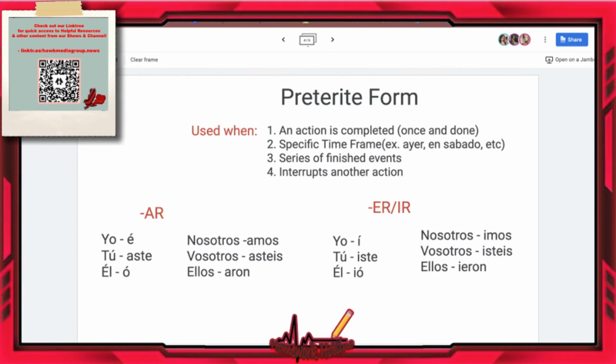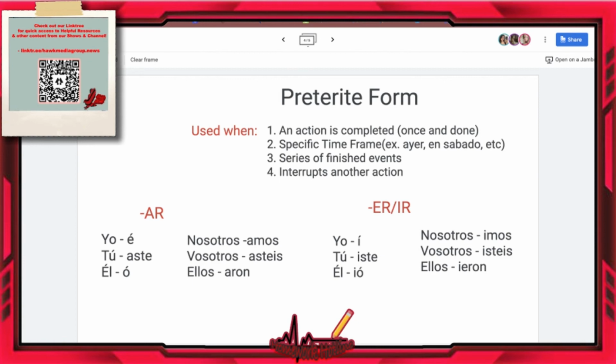So you're going to start off with é, and then tú is aste, él is ó, nosotros is amos, which is great. It doesn't change. We love nosotros for that. We have vosotros, which changes to asteis in the AR, of course, and ellos changes to aron. So this is kind of nice. All you need to remember that is very weird and different is the O and the E and how those flip.